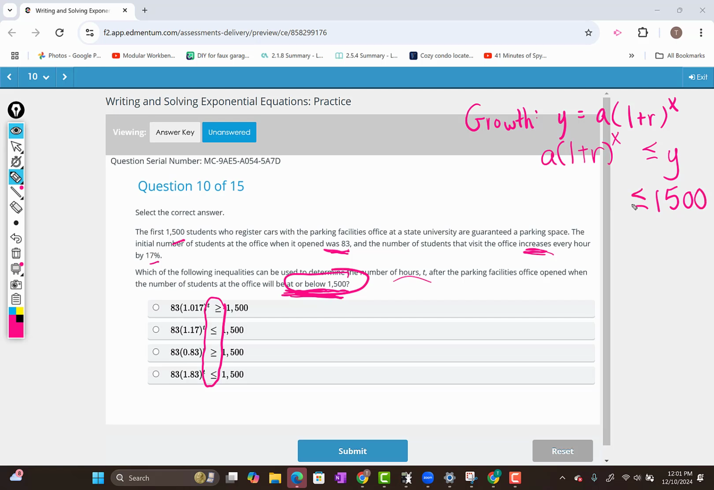What's our initial value? They make this one a dead giveaway and they literally use the word initial. The initial number of students at the office when it opened was 83. Well, that is what a represents. a represents the initial value, which is 83 in this problem. Our r value comes from the 17%. So r equals 17 divided by 100, or 0.17.